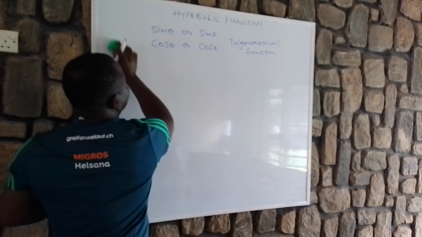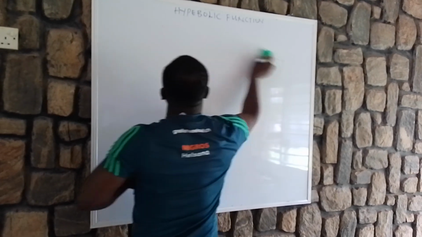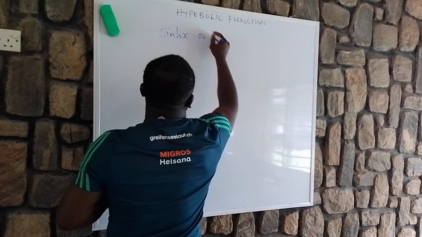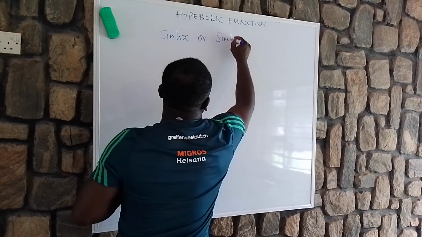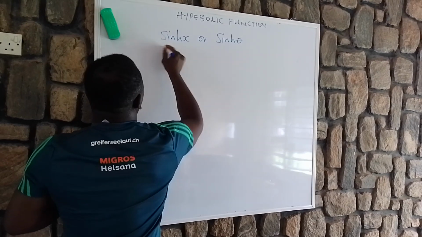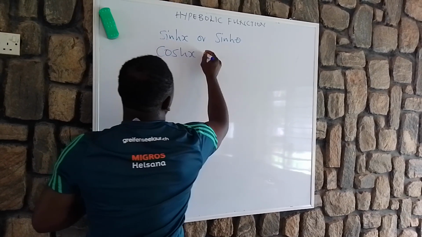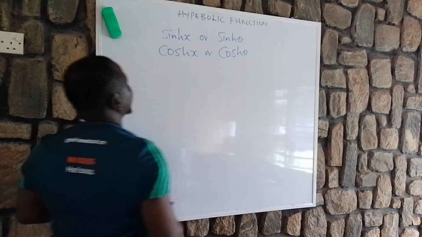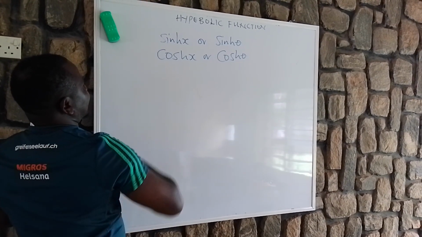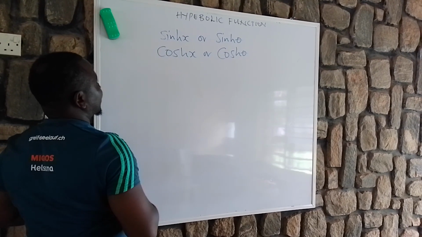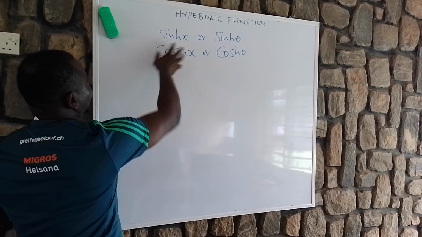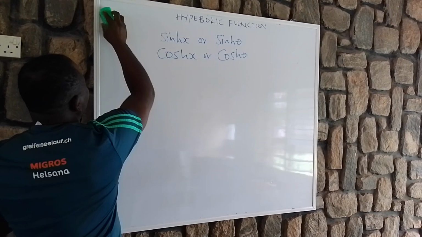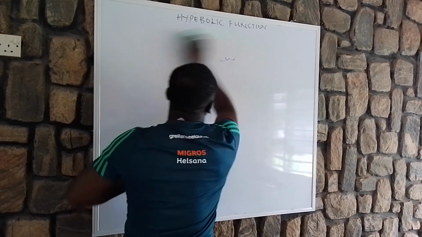Hyperbolic functions are of this form: sinh x or sinh theta, or cosh x or cosh theta, whichever way. These are hyperbolic functions. So you discover that they are different from trig functions. Okay, now we'll look at one example.